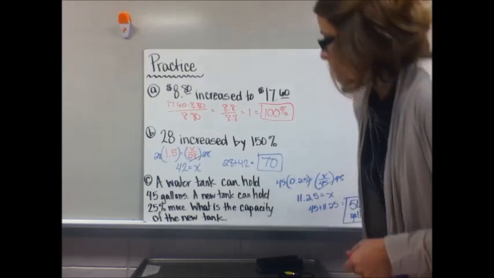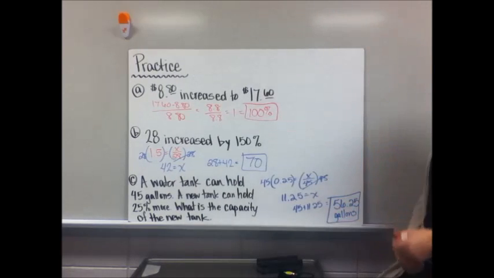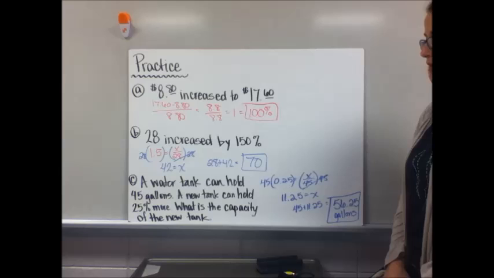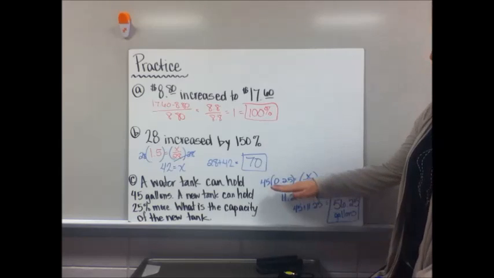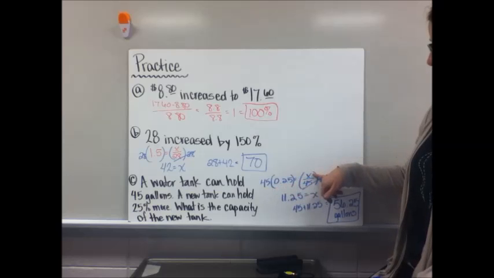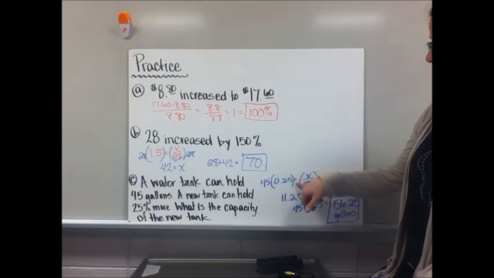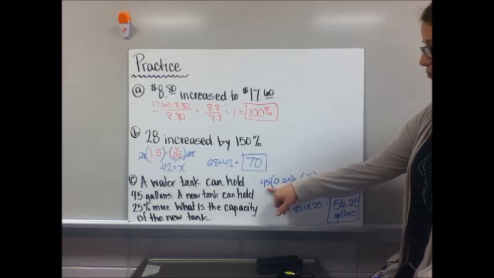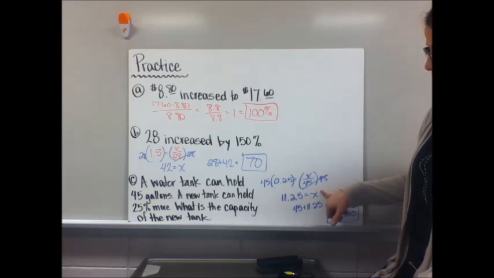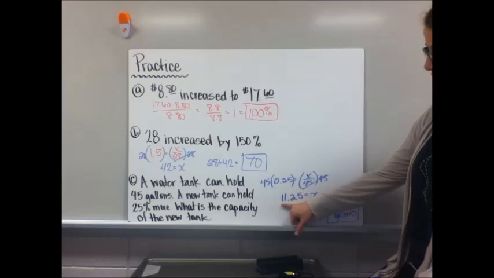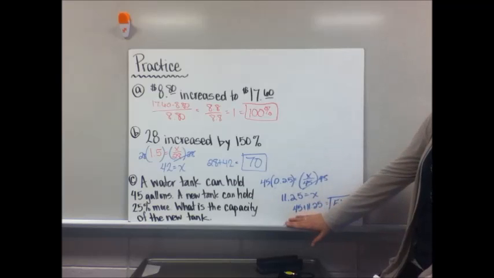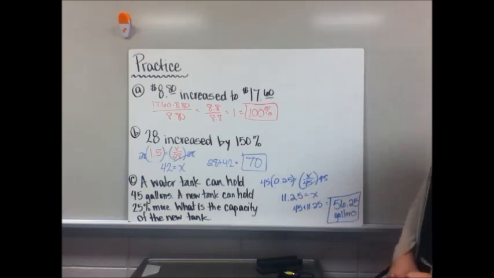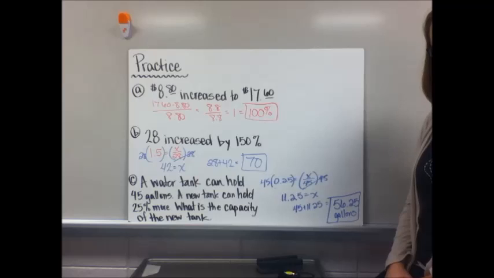For part C, the water tank can hold 45 gallons. A new tank can hold 25% more. What's the capacity of the new tank? So the amount of change is what we don't know, x, over the original 45. That's equal to the percent as a decimal. I solve for x, so multiplying both sides by 45. I get that the amount of change, x, is equal to 11.25. That's the amount of change, not the new capacity. So I add that to the original water tank's capacity. So the new tank will hold 56.25 gallons.